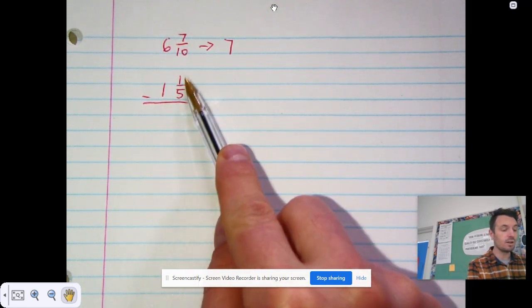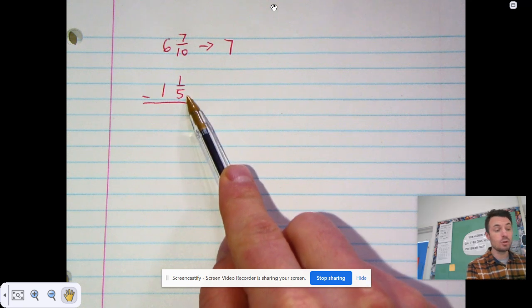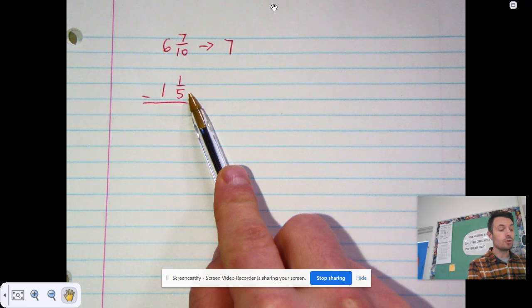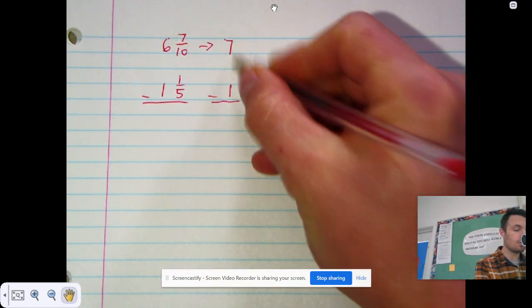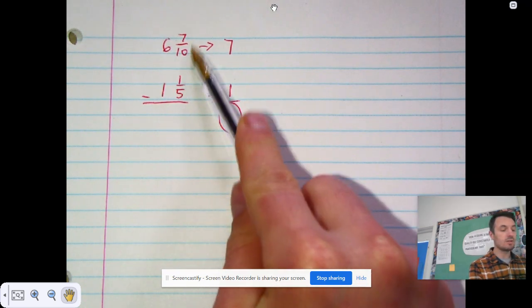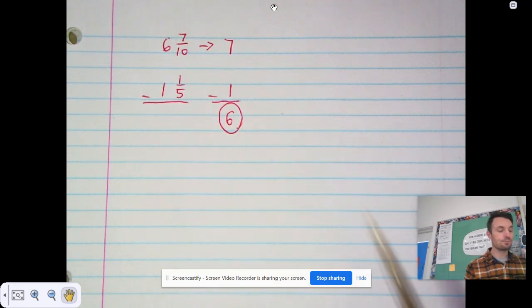On this one, it's 1 1/5. So 1 is less than half of 5, which means 1/5 is less than a half. So you'd round down to 1 whole. And now 7 minus 1 is 6. So 6 7/10 minus 1 1/5 is about 6.